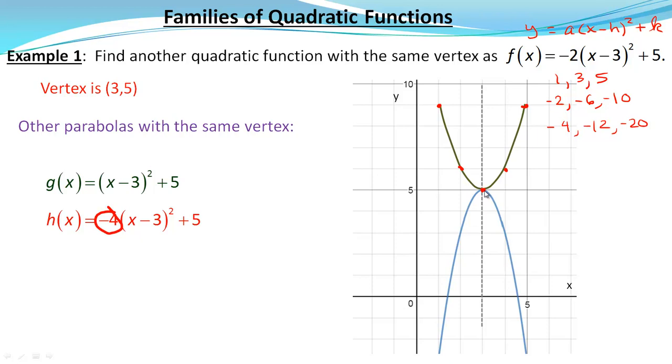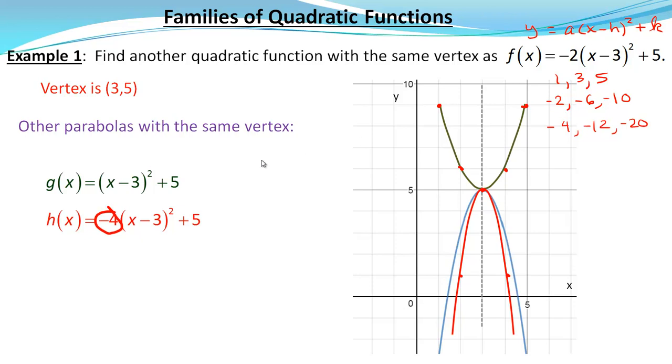But we could start with over 1 and down 4, which would be around there on either side. I can't even do the down 12 because it's too far. So that's what that parabola would look like. So there are 3 different parabolas that all have the same vertex, so they are said to belong to the same family because they have that characteristic in common.